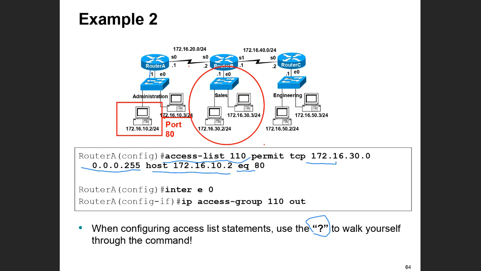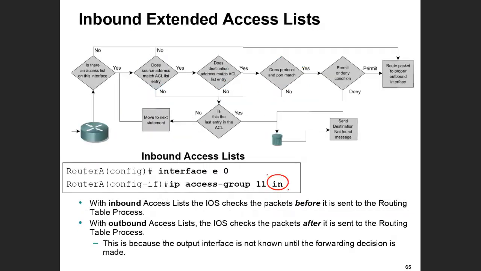So when you're doing access list controls command, that's pretty long. You can type access list, and then you forget what the range of numbers is. You can type the question mark. It'll tell you, oh, 1 to 99, 100 to 199, and so forth. So you can walk yourself through the command with the built-in help.